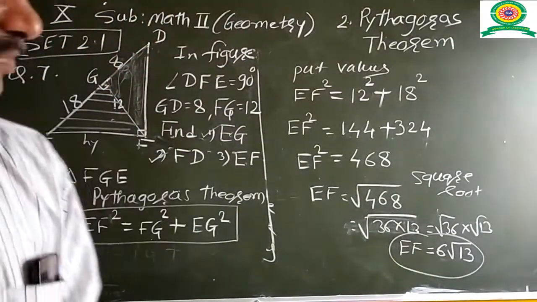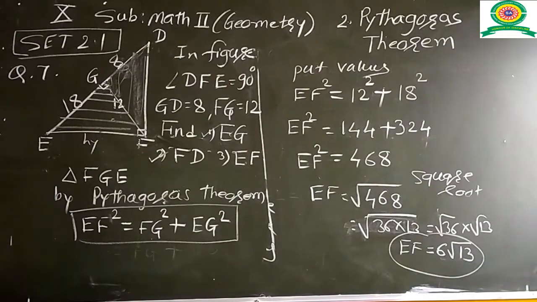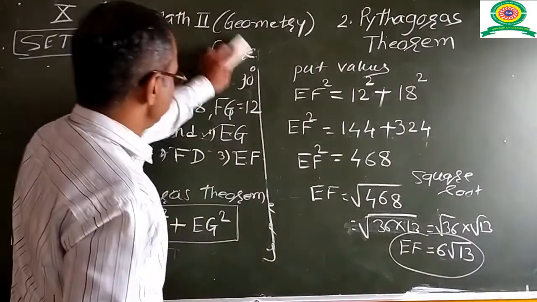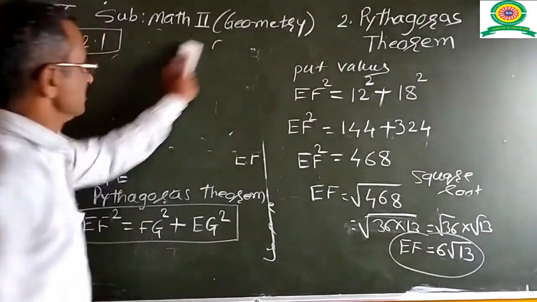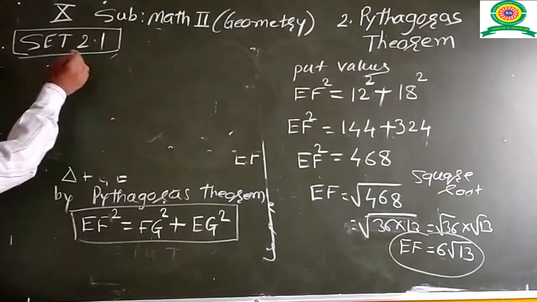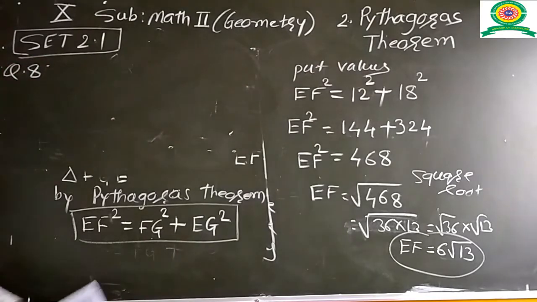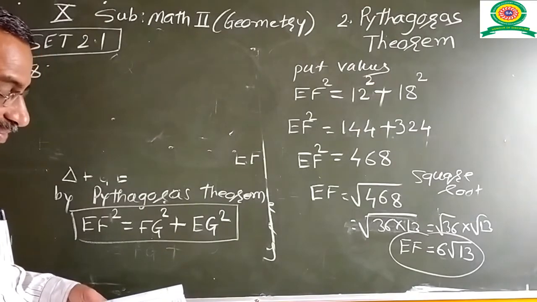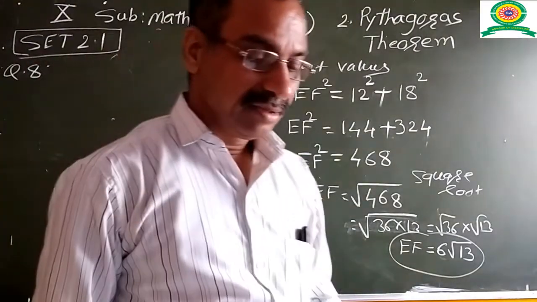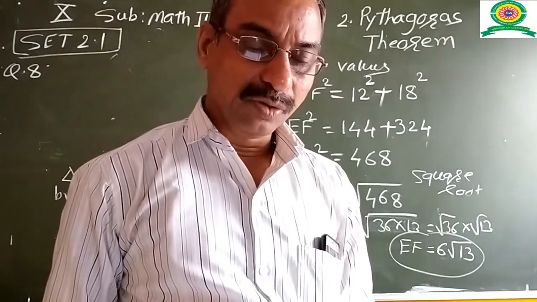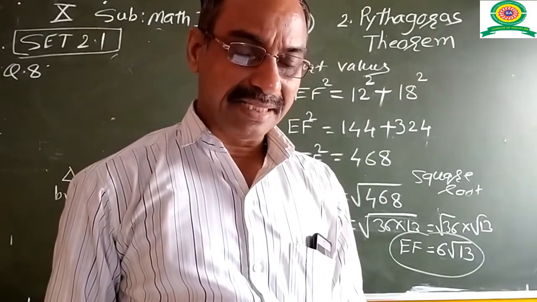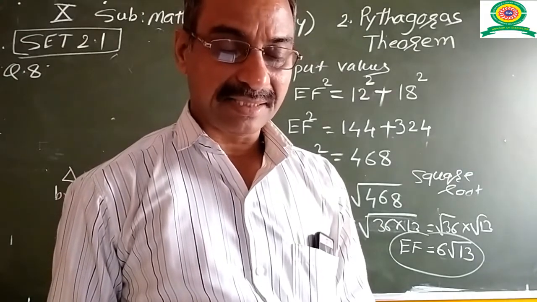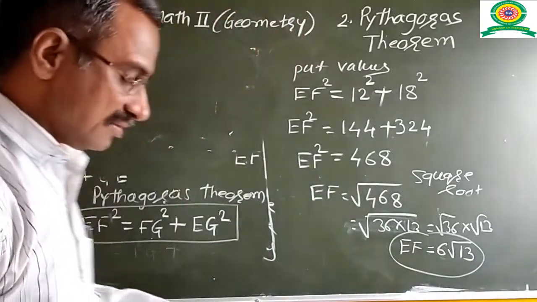Okay. Then question number 8. I am writing here question number 8. What is given? Find the diagonal of a rectangle. I will read here: find the diagonal of a rectangle whose length is 35 centimeter and breadth is 12 centimeter. Means the rectangle's length and breadth are given. So we draw first.